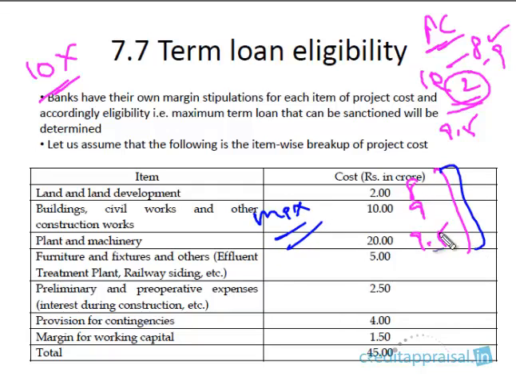Whichever amount the company asks, the bank cannot sanction. Banks will have some policy guidelines in this regard. That is what is known as term loan eligibility. What is eligibility? It is the maximum term loan that can be sanctioned. So how are we going to calculate this maximum amount?